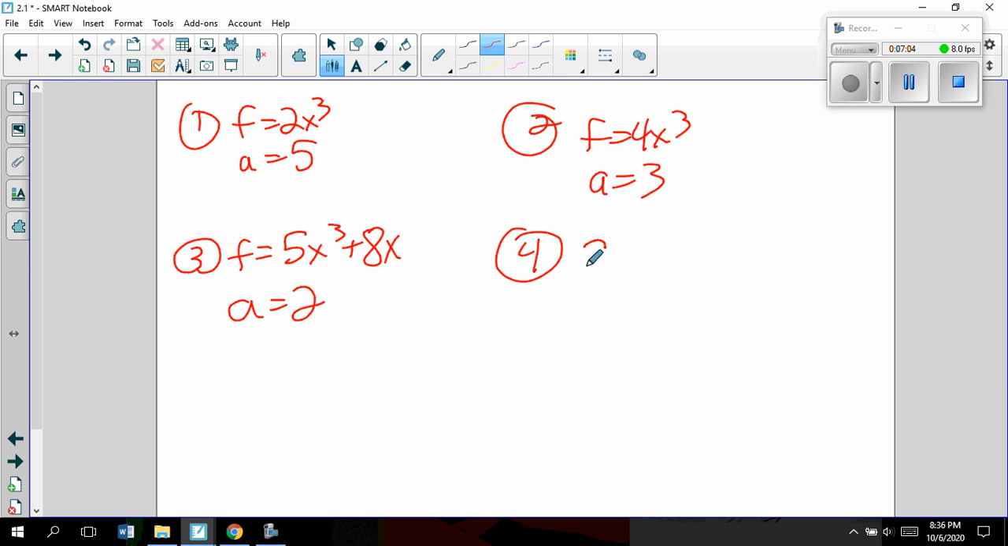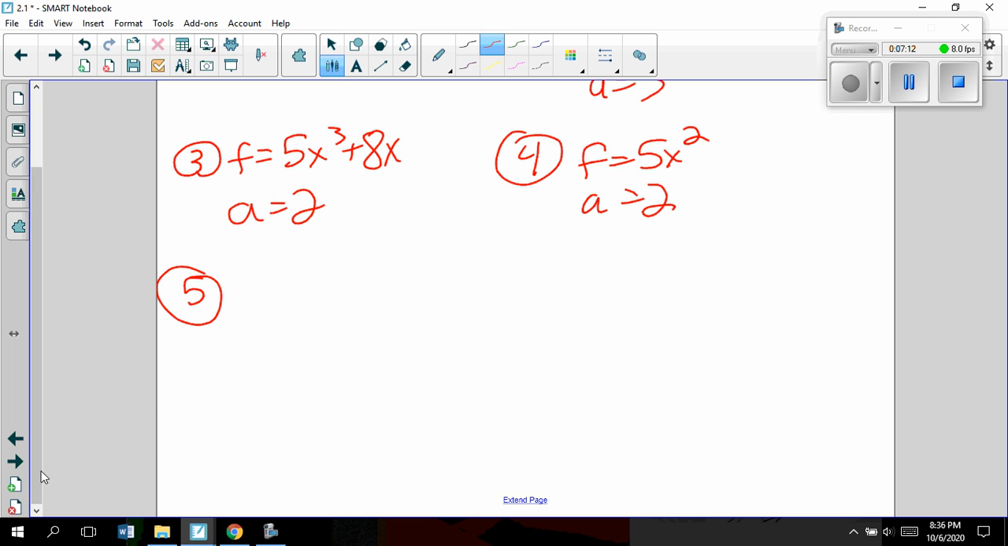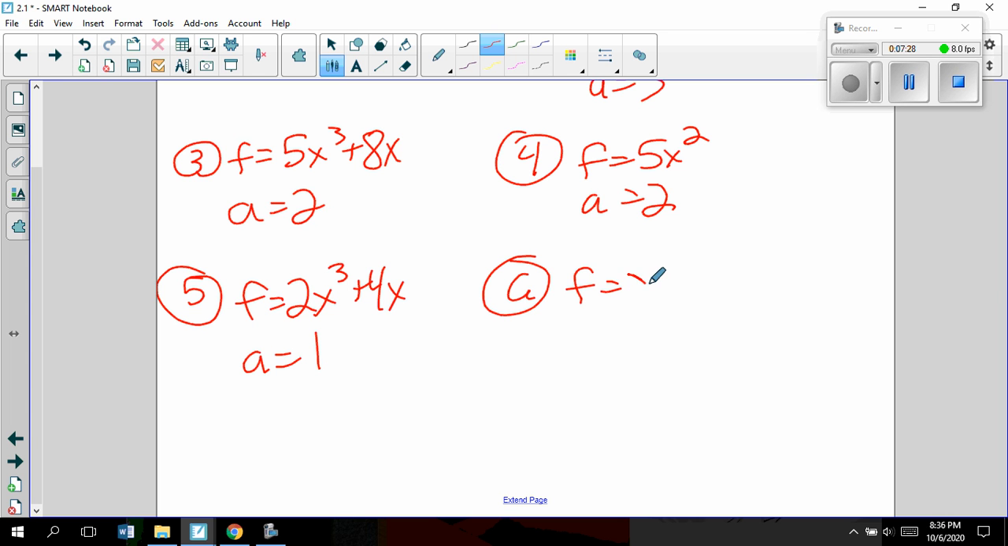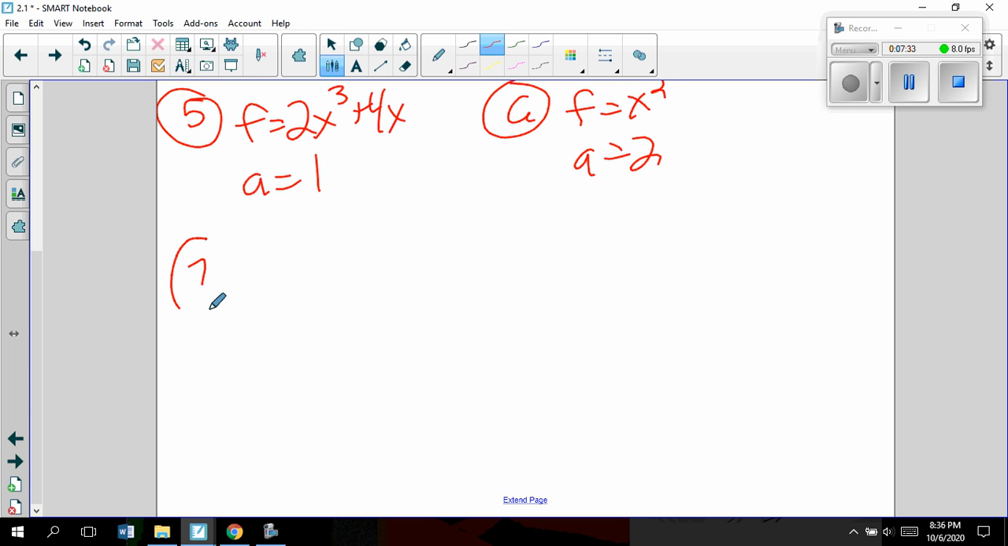All right, 4, your function is 5 to the x, and your a value is 2. 5 is another one where you've got a lot of things adding, subtracting. That's 6 at the end. That's what your function is with the value plugged in. So your function should have been 2x cubed plus 4x, and a was 1. 6, your function is just x squared, and your a value is 2. 7 was in your video, so that one was x cubed plus x, and your a was 3, and was explained in the video yesterday.